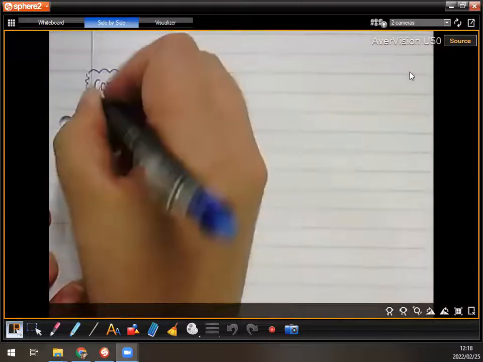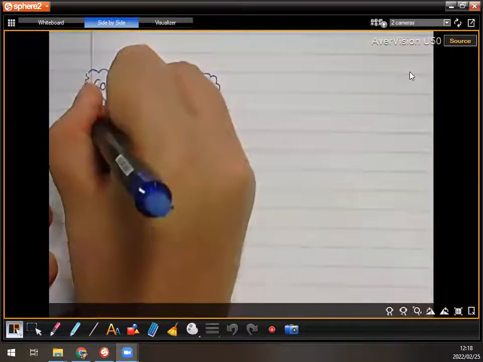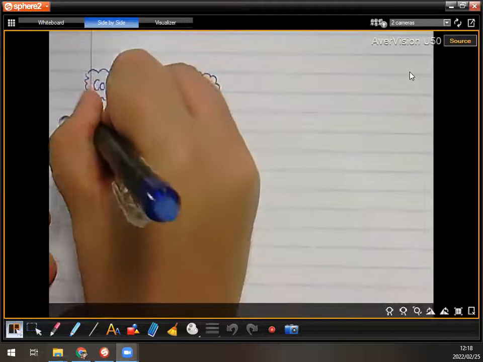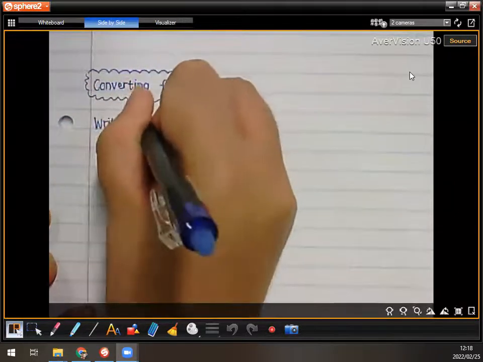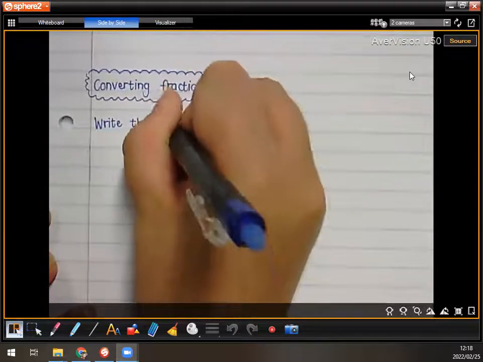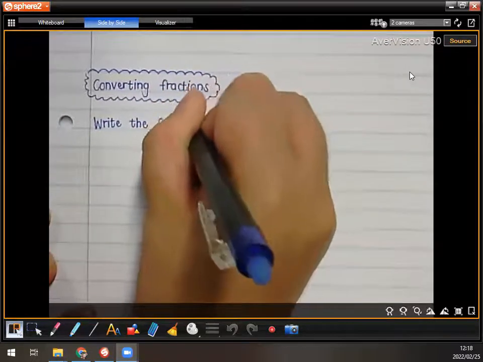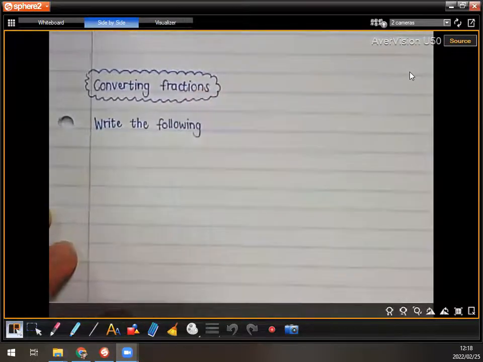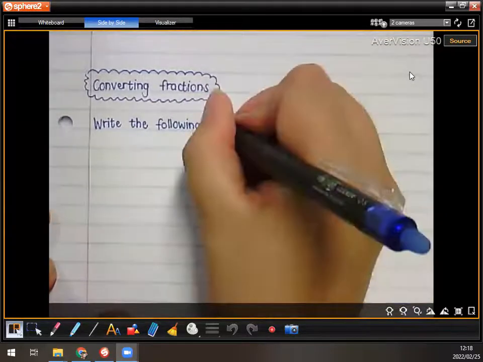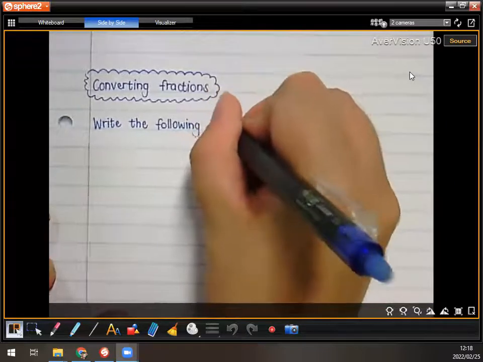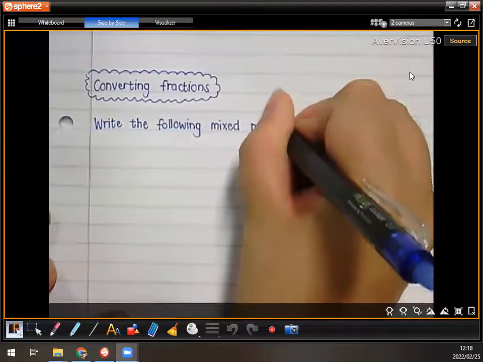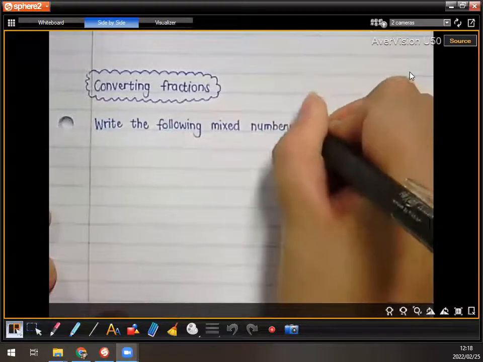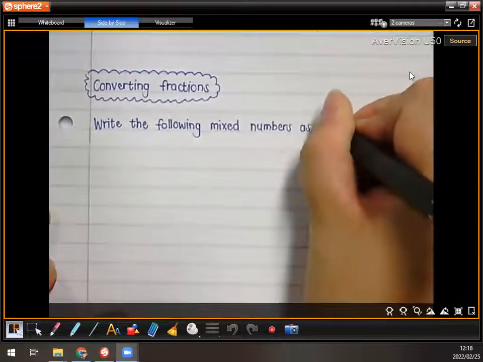Okay, so for example, let me just write an instruction here. Write the following mixed numbers as improper fractions. And this you must also be able to do without a calculator. All of this stuff, guys, no calculator.